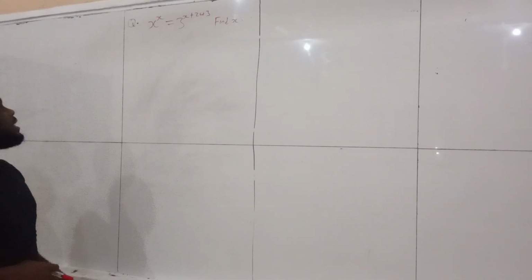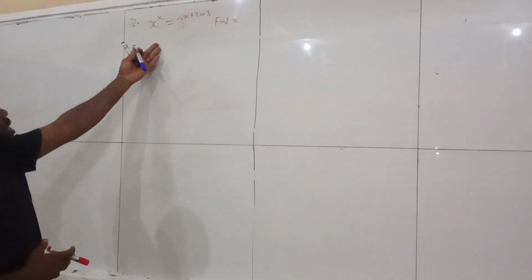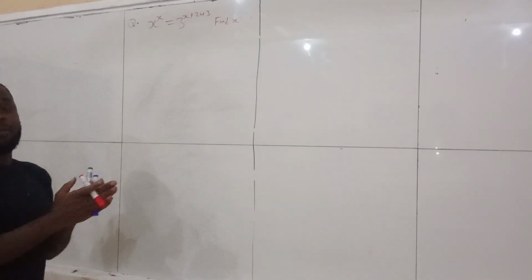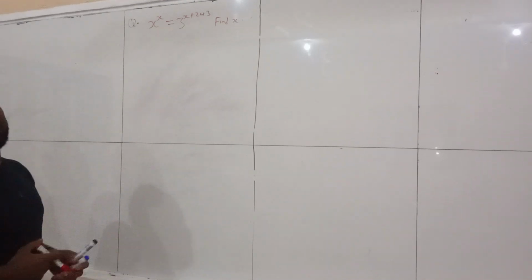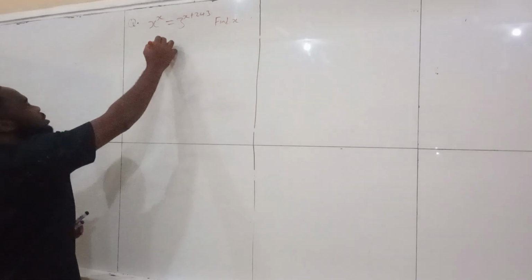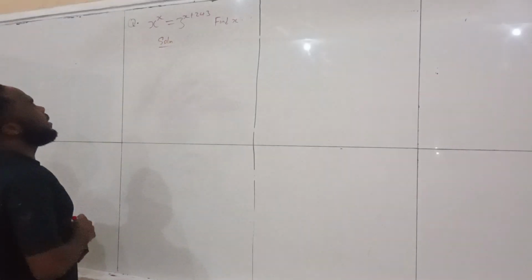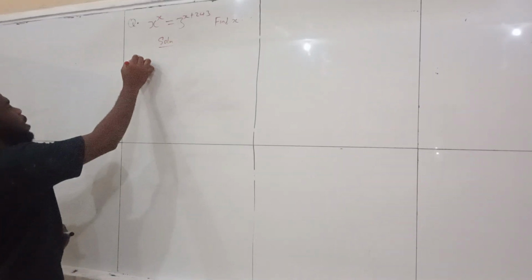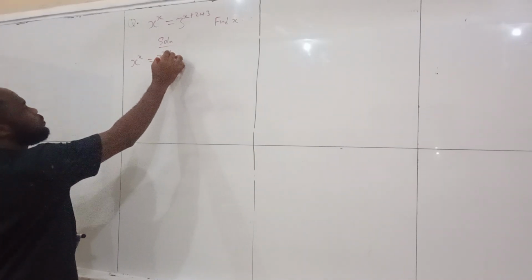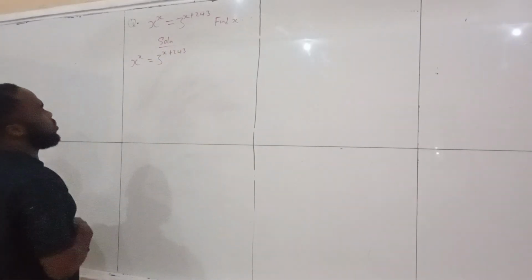Let's try. Now, how can we express both sides to have a common base? Because once we express both sides to have a common base, you see that it will be very easy for us to solve for x. Now, let's start. Solution. Now, we are given that x raised to the power of x is equal to 3 raised to the power of x plus 243.